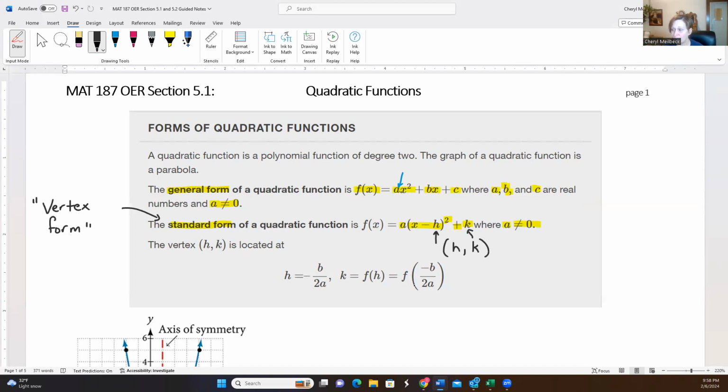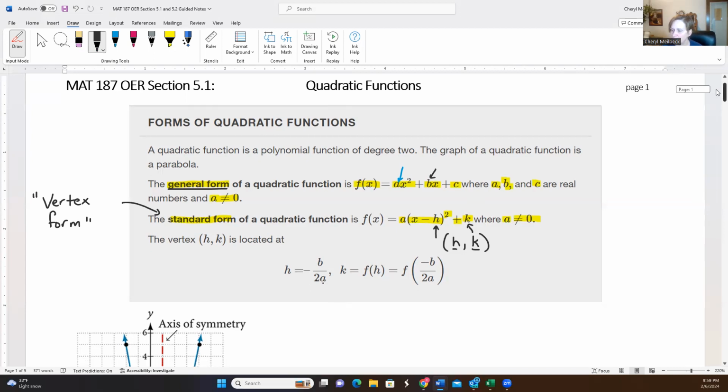So another way we can find the vertex h and k is by using the general form and this formula. h, the x-coordinate, is found by taking negative b and dividing it by 2 times a, which you have as the coefficient of x squared. The y-coordinate is found by, once you get that number, you plug it into your function, and that'll give you the y value of the function, and you will have your vertex.